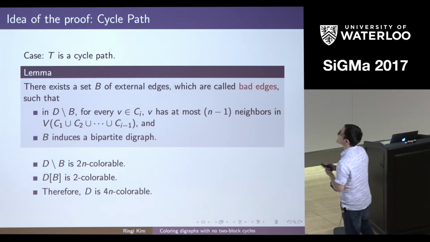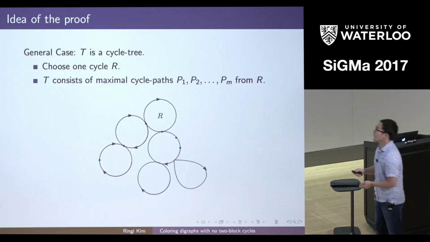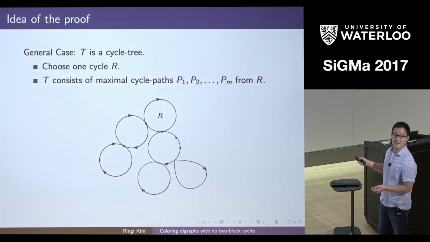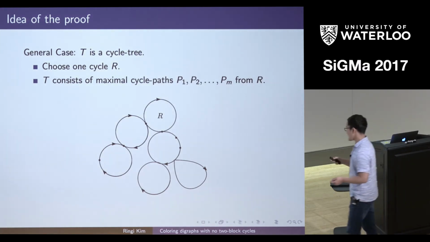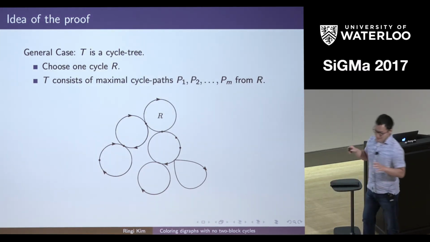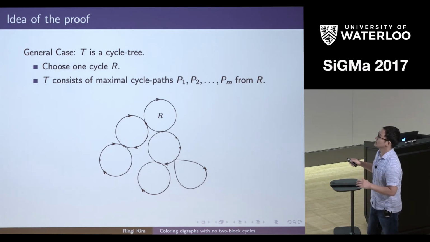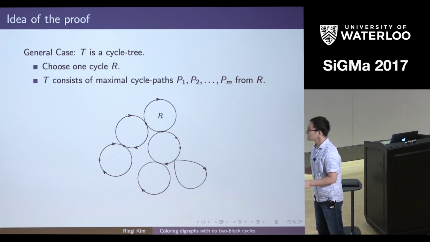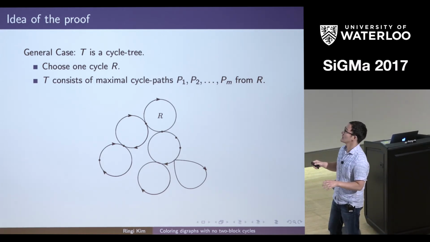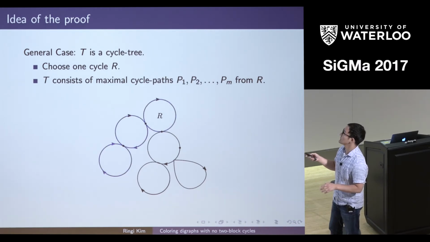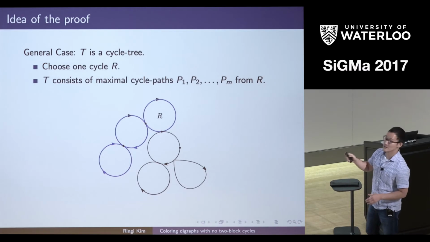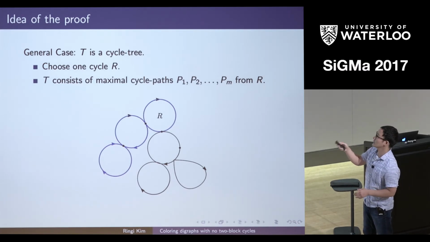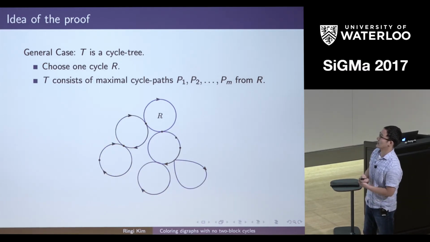Actually, this approach works for the general case. If we consider a cycle tree, first we take one cycle and let it be the root R. Then the cycle tree consists of maximal cycle paths from R. So in this case, it has 3 maximal cycle paths starting from R: 1, 2, 3.